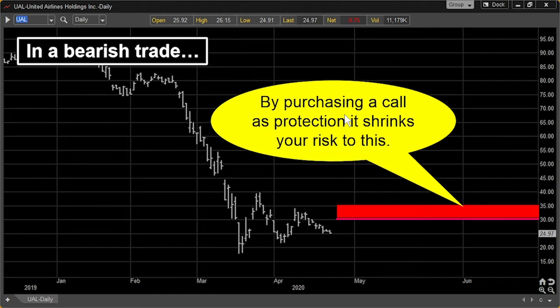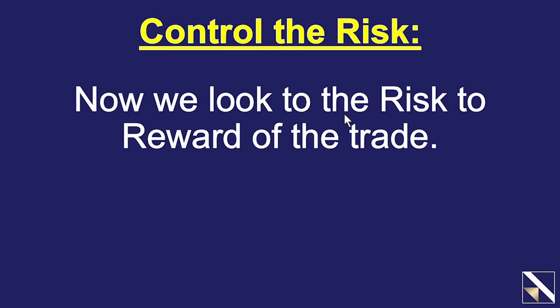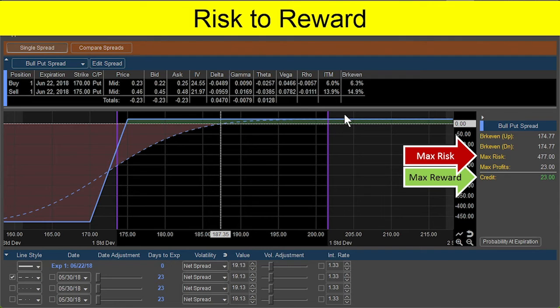Now, that's the first part. We don't want to have unlimited risk. The second thing that we do to control the risk is we look at the trade's risk to reward. Now, this is how it works in a credit spread. It's always going to look like this. So you're going to have your mind wired a little bit differently to do this type of income trade. Now, let me show you an example of a bad trade. This trade has a maximum reward of $23 and a maximum risk of $477.